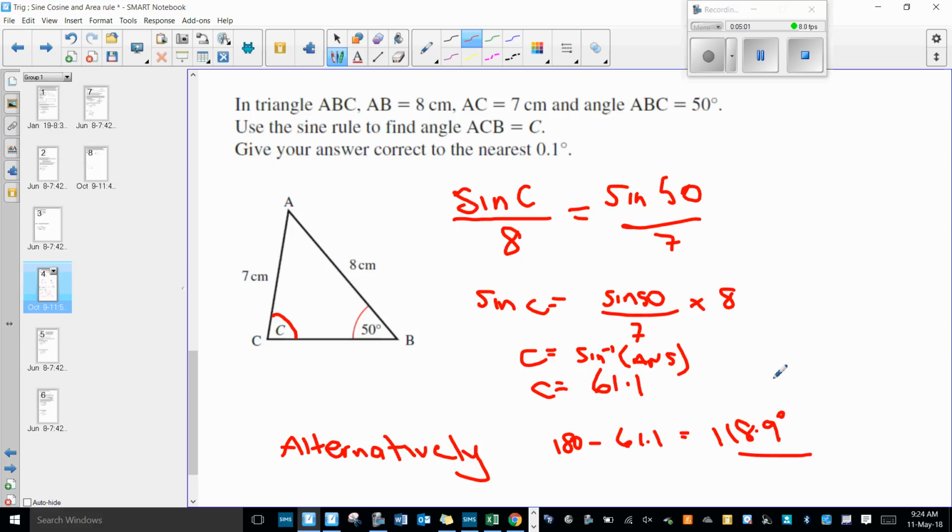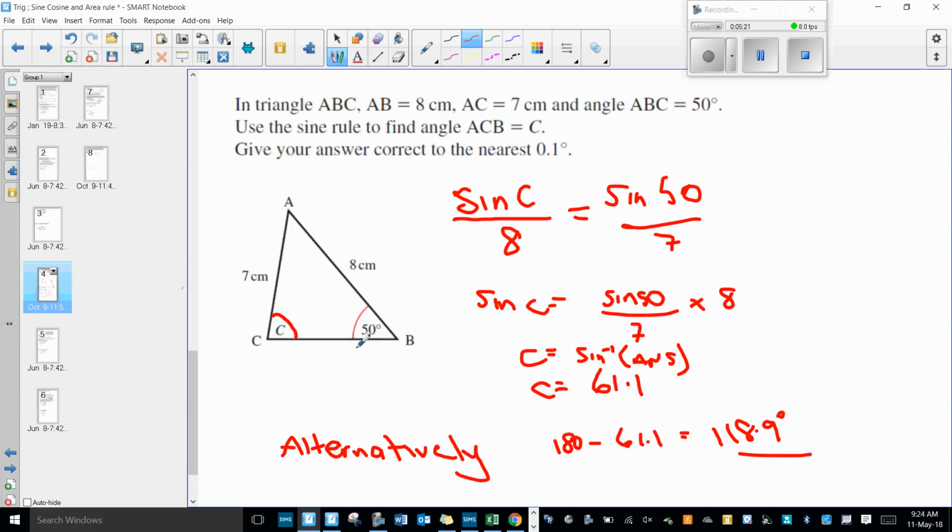No, you shouldn't do that. They should make it clear that they want both answers. Okay, so you just do 180 minus 61.1. That's angle A? No, that's angle C. They're asking for angle C, and we've just discussed that there can be two answers.